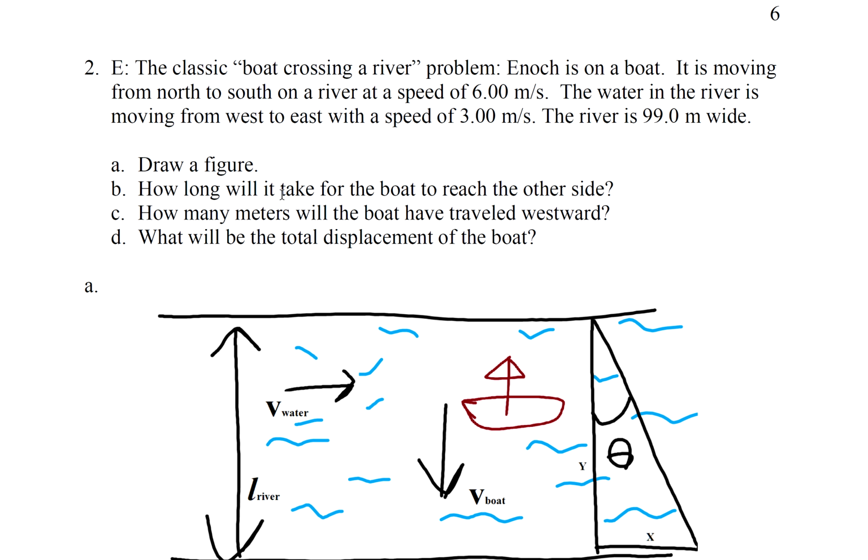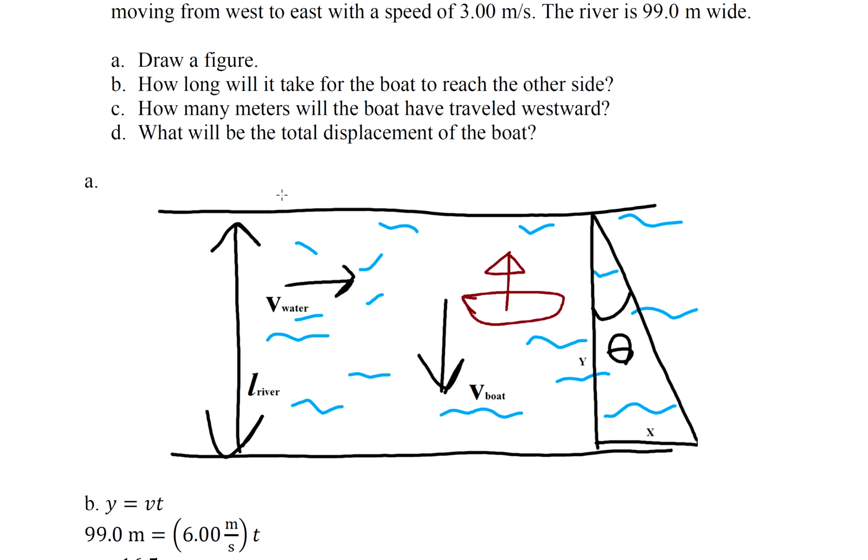Question 2, once again, this is the classic boat crossing a river problem. If you could do problem 1, then hopefully you could do problem 2. Enoch is on a boat. It is moving from north to south on a river at a speed of 6 meters per second. The water in the river is moving from west to east with a speed of 3 meters per second. The river is 99 meters wide. So part A, draw a figure. Done. Part B, how long will it take for the boat to reach the other side?